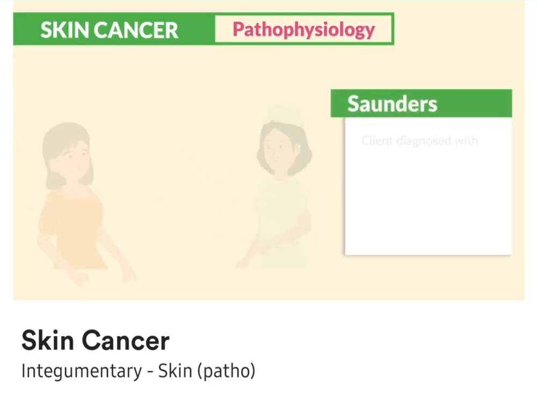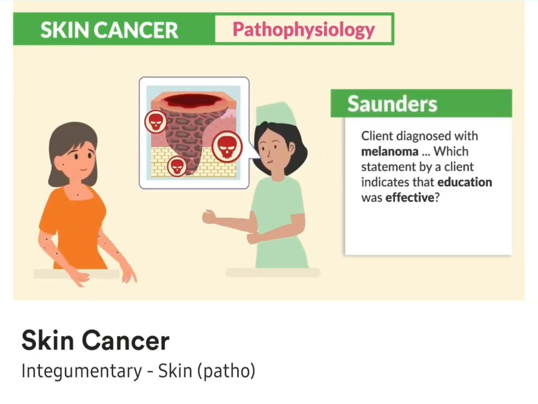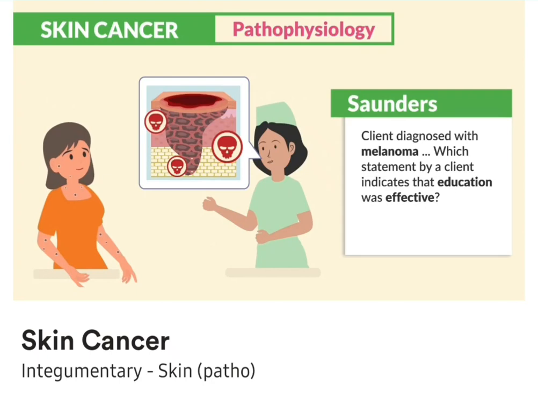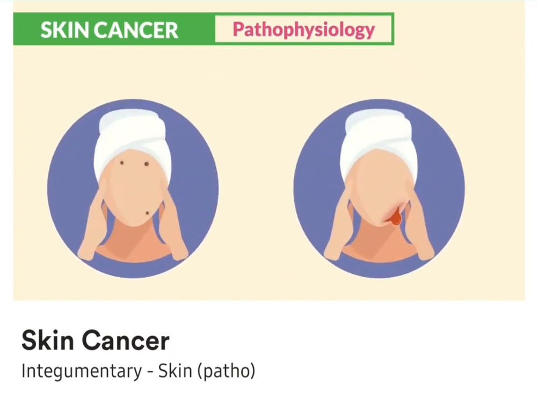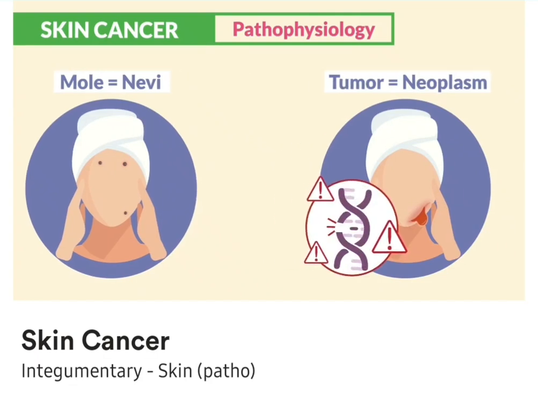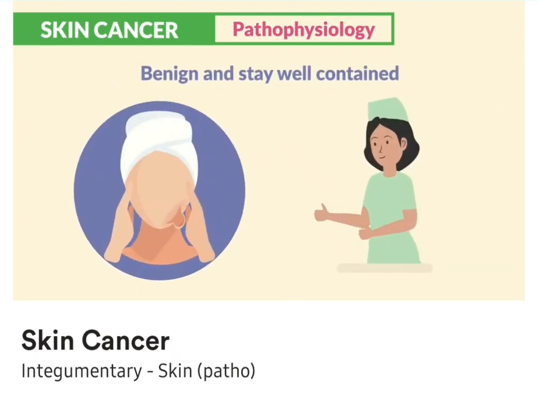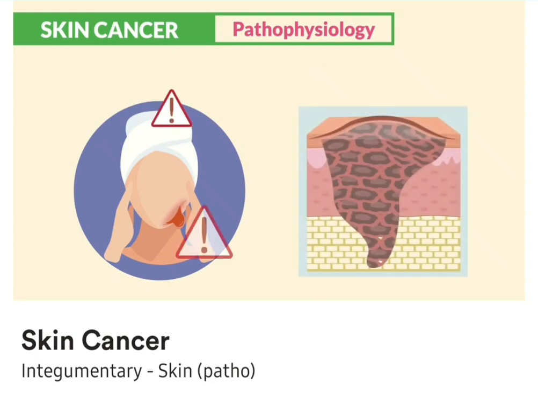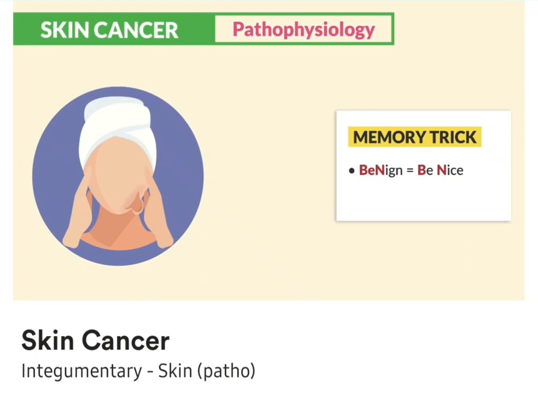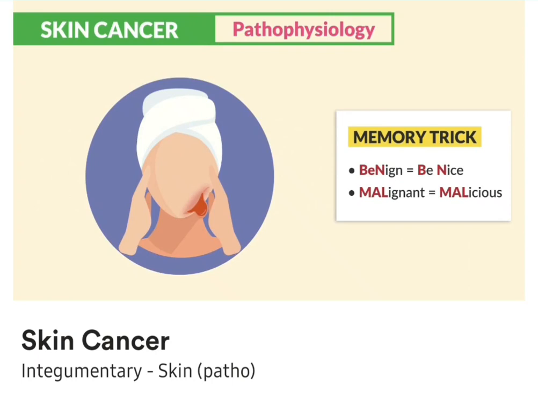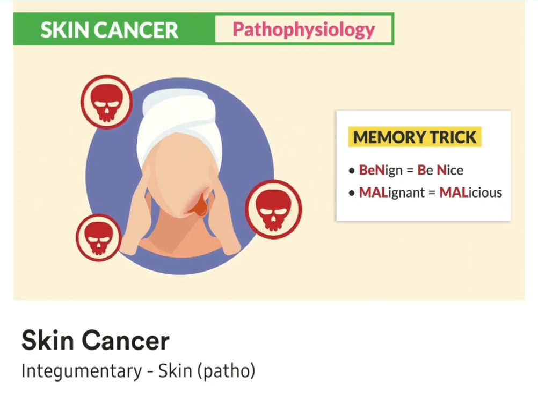Now Saunders mentions, a client diagnosed with melanoma, which statement by a client indicates that education was effective. It is highly metastatic. Now to define some terms, a mole is called a nevus, and a tumor is called a neoplasm that develops if there is a DNA mutation. Now, some tumors can remain benign and stay well contained, while some become malignant and very deadly. So the memory trick, just think benign is like be nice. It's non-deadly. And malignant is very malicious, very, very deadly. So be sure to write that down.